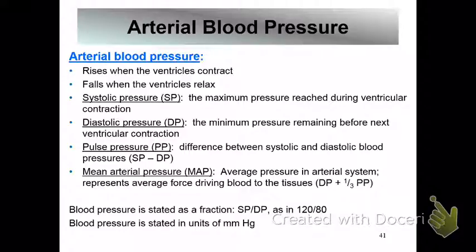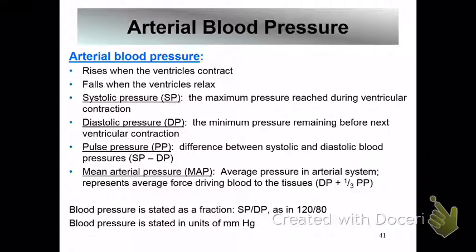Diastolic pressure, the minimum pressure remaining before the next ventricle contraction. And 120 systolic and 80 diastolic is supposed to be normal. Okay, the pulse pressure, that's the difference between the two. And then the mean arterial pressure, that's the average pressure. So highlight, you want to know that normal is 120/80.